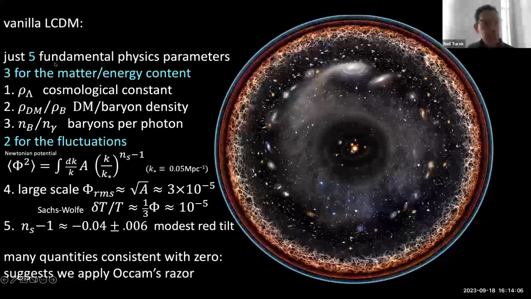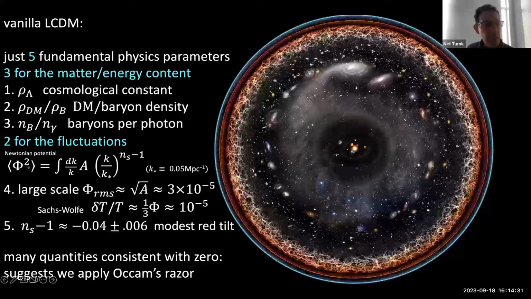So these numbers presumably should come from fundamental physics, and we don't have any evidence for anything beyond these three numbers as far as the matter and energy content of the universe. Two numbers describe the fluctuations, or the large-scale geometry of the universe. One is the fluctuation in the Newtonian potential.